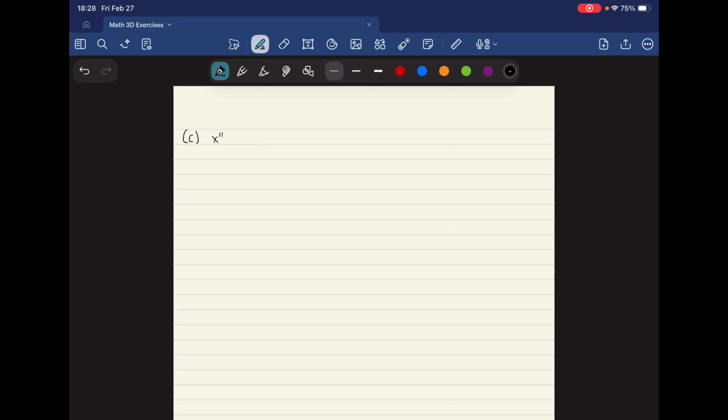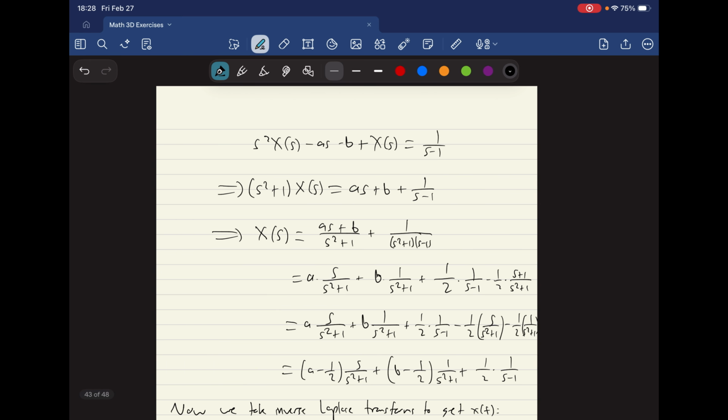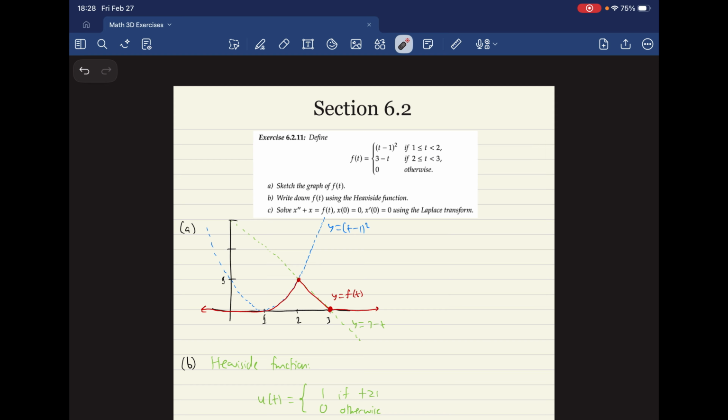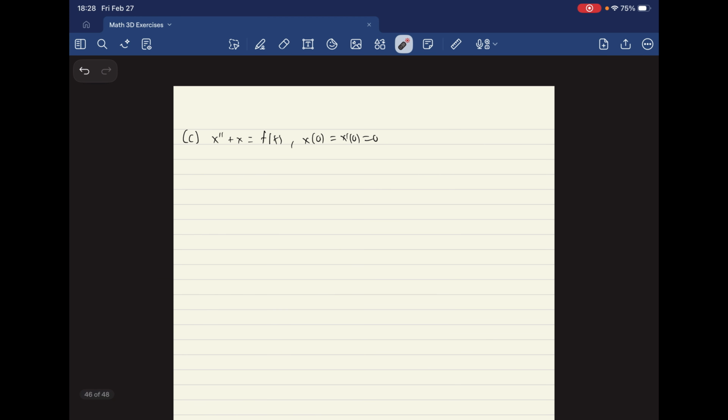And as a reminder, for this part, we need to solve x double prime plus x equals our function f of t, where f of t is the piecewise function we were given, and we are subject to the initial conditions x of 0 equals 0 and x prime of 0 equals 0. Just going to double check that. Yes, good. And we're going to solve this with the Laplace transform.